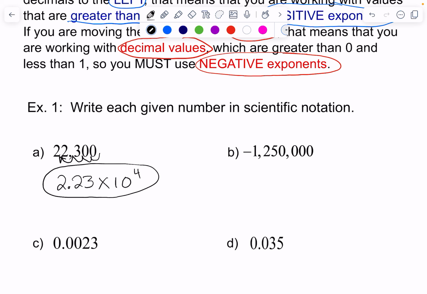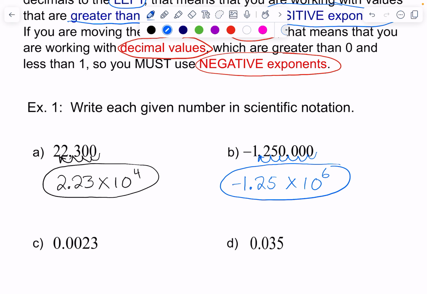Done. Negative 1,250,000. The absolute value of that number is also larger than 1, so I'm going to use positive exponents. When I create a value between 1 and 10, I move my decimal 1, 2, 3, 4, 5, 6 to the left. So that's negative 1.25 times 10 to the 6th power.